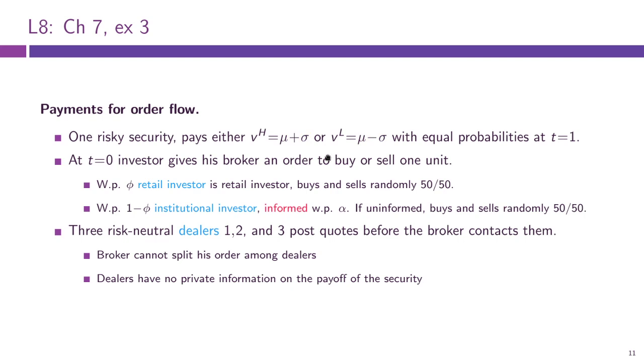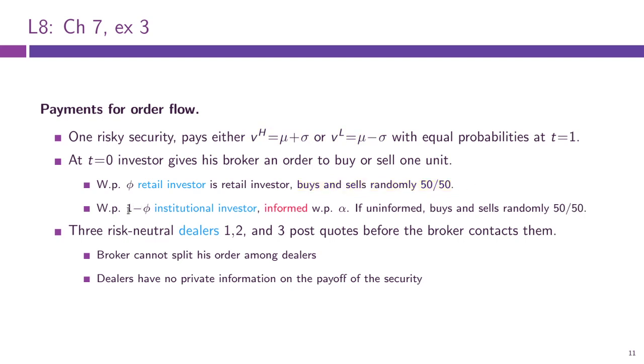So we have one investor who arrives at the market and gives his broker an order to buy or sell. Now, this investor can be one of a few types. With probability phi, he is a retail investor, and he is definitely not aware of the true fundamental value of the asset. So if he is a retail investor, he buys and sells randomly with equal probabilities.